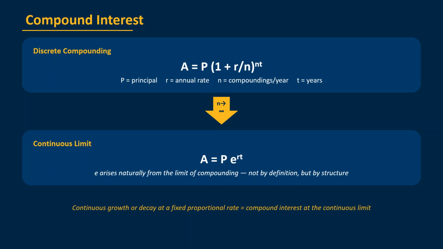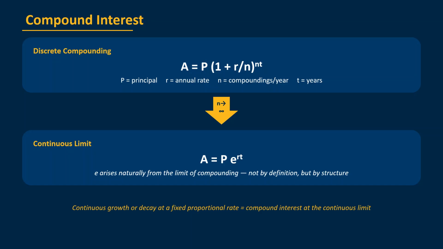Observe that the independent variable t appears in the exponent, confirming that compound interest is indeed an exponential process. Each compounding period multiplies the accumulated balance by the factor 1 plus r over n, and the repeated application of this multiplicative step over n times t periods yields the exponential structure.